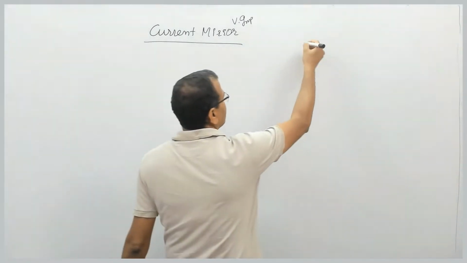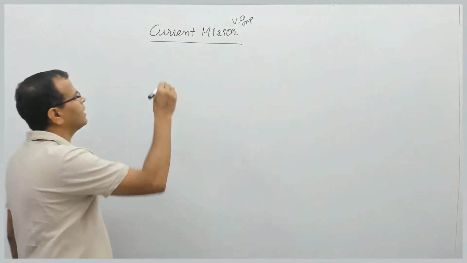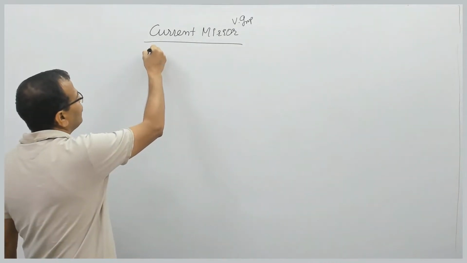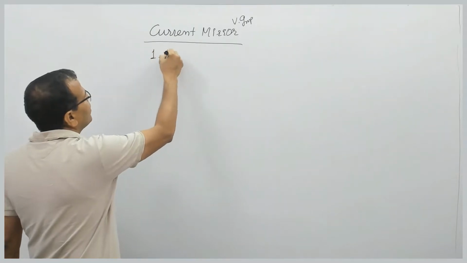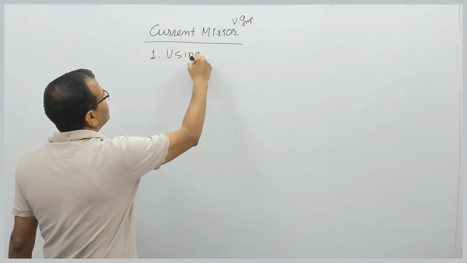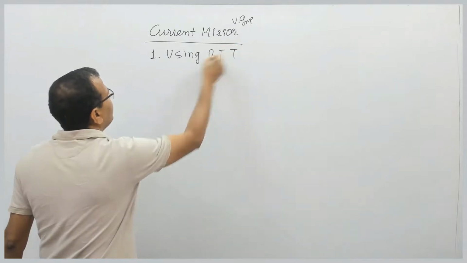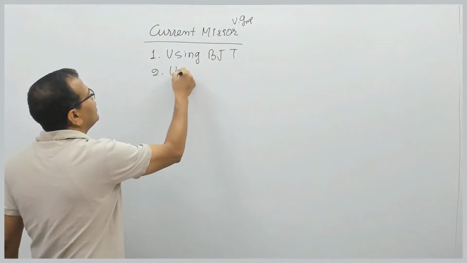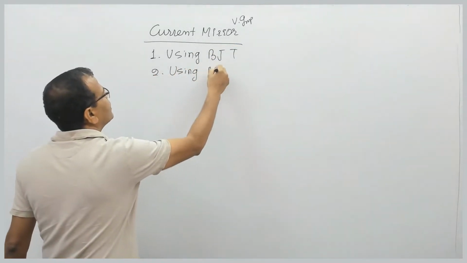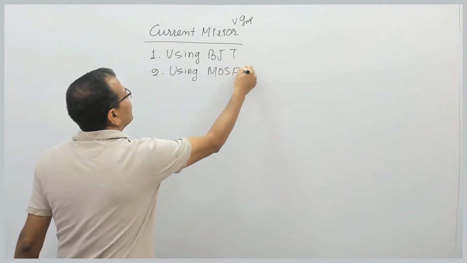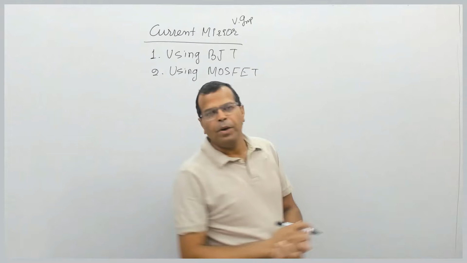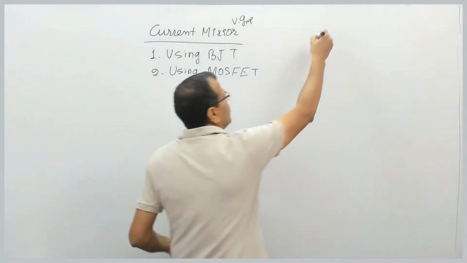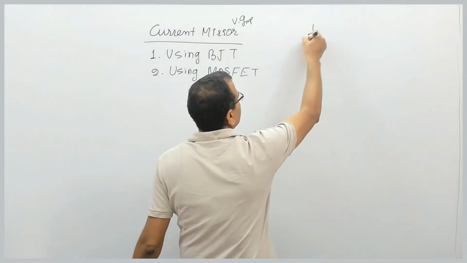Let us see the circuit. So I'll be taking separately. First I'll take current mirror using BJT. We will discuss it using BJT first, and then we will discuss it using MOSFET. Both circuits will be discussed one by one. Let us start with the BJT first. So this is the circuit of current mirror.